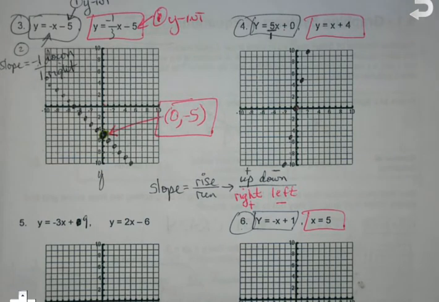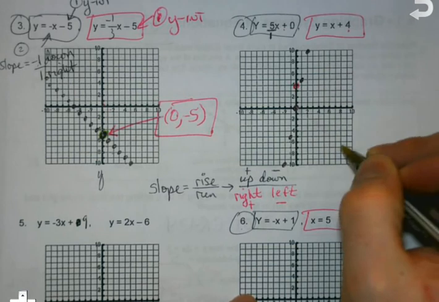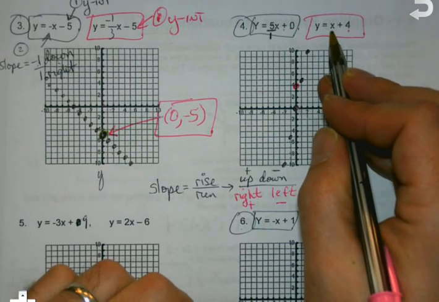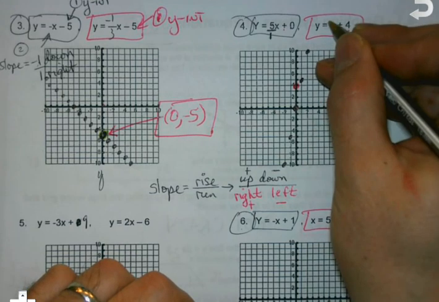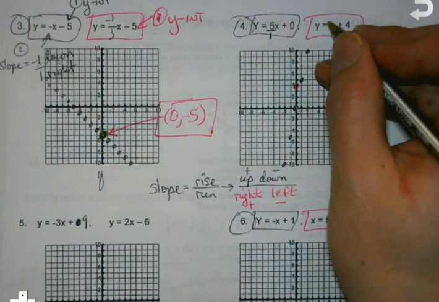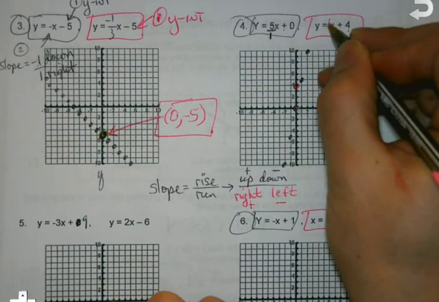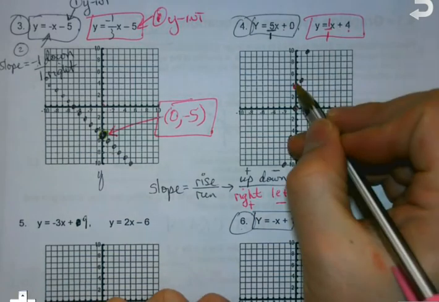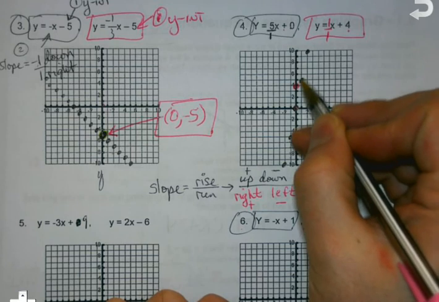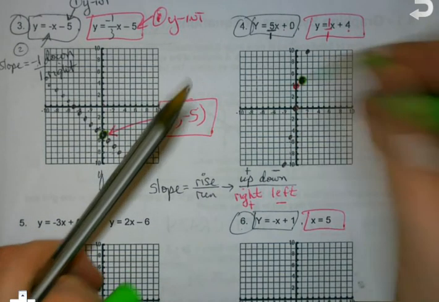So I go to do the next one. Here's my y-intercept at 4. What's my slope? I don't see a number. You don't see a number in front of the variable. It's 1. 1 over 1. So up 1, right 1. Hey. Up 1, right 1. There's my point, right there.